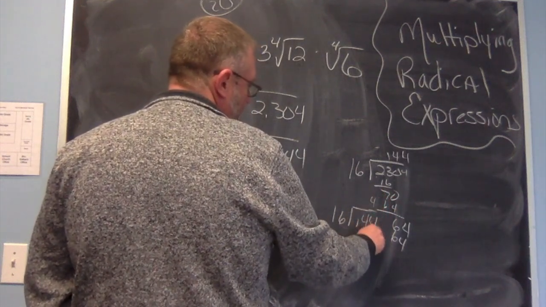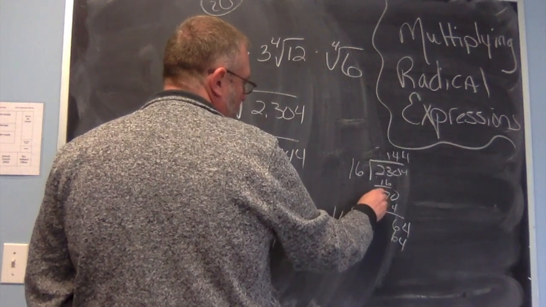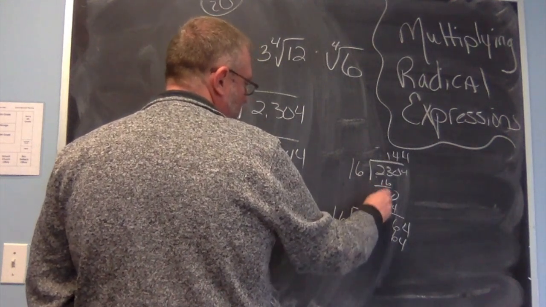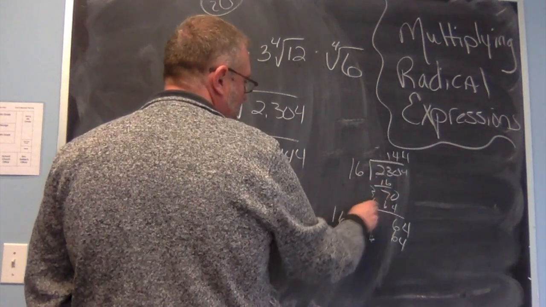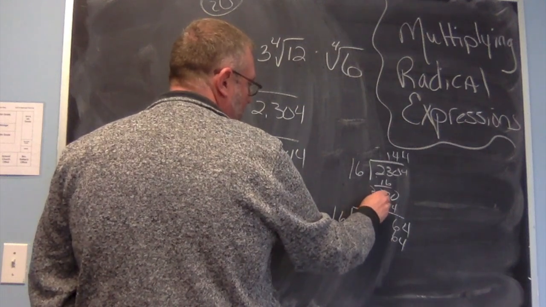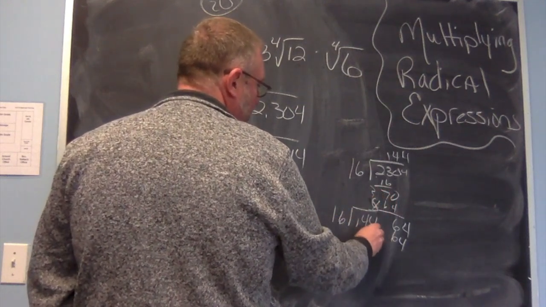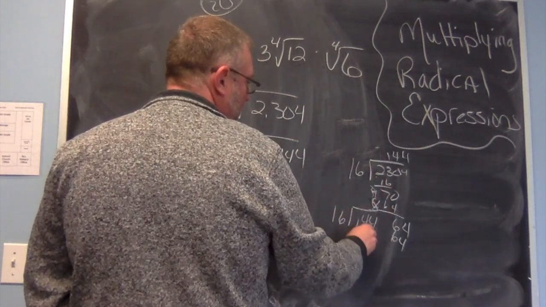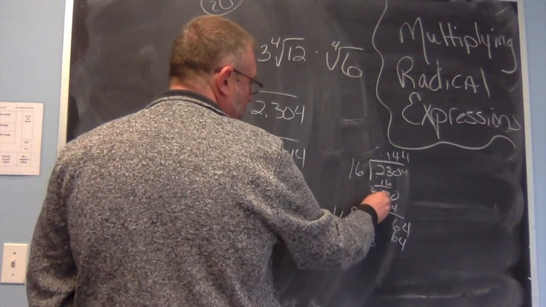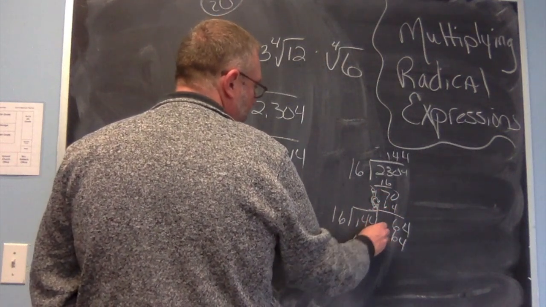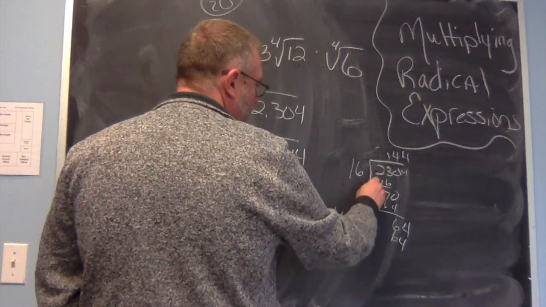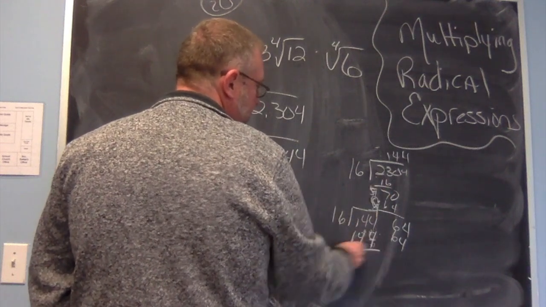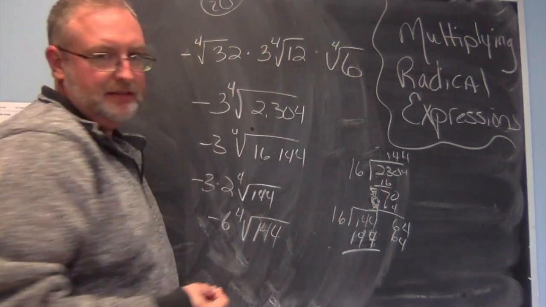4 times 6 would be 24. No. 6 would be 24. No, 36. 3, 9. No, 8. 8 times 6 is 48. 4, 8, and 12. 9, 54. And yes. So 9 goes in: 9 times 16.